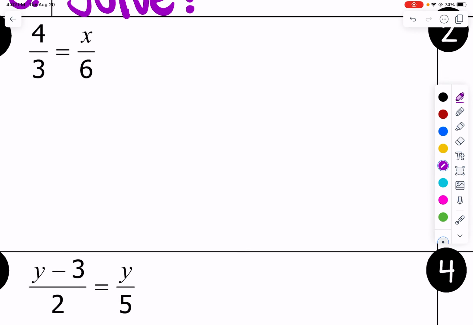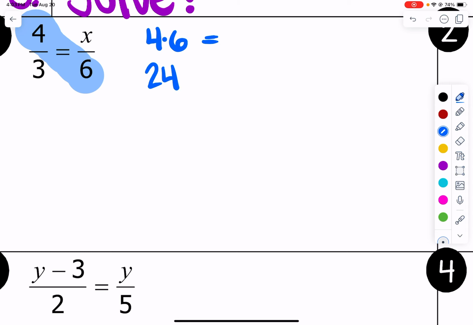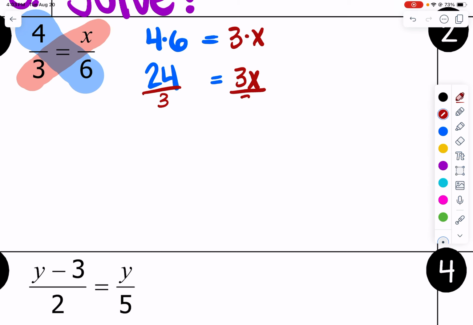So let's go ahead and look here. First, I'm going to have to figure out what I'm actually trying to cross to get. So I'm going to do 4 times 6, which is 24. And then we're going to do the other side, which we would get by taking these two. So we would say 3 times x, or 3x. Then this is the equation we actually have to solve to find our answer. So we would divide both sides by 3. We would get x equals 8 as our answer.